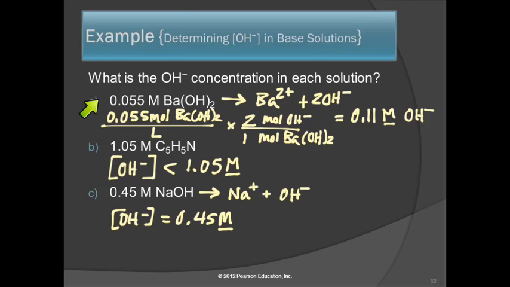For A, it was twice as much because each of these units comes apart and produces 2 hydroxide ions. For C, it's the same because each of these units only has 1. So it's a 1-to-1 ratio. This is 1-to-2. This is a weak base. We have no information about how much of it dissolves, and so all we can say is that the concentration is less than 1.05. Any questions?